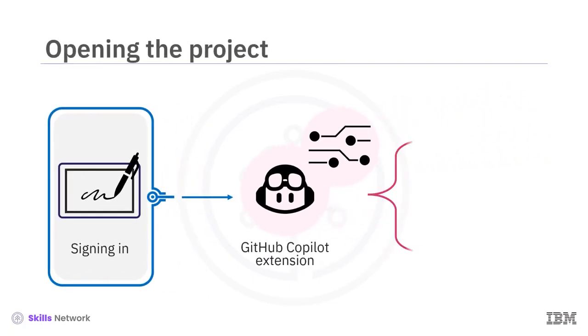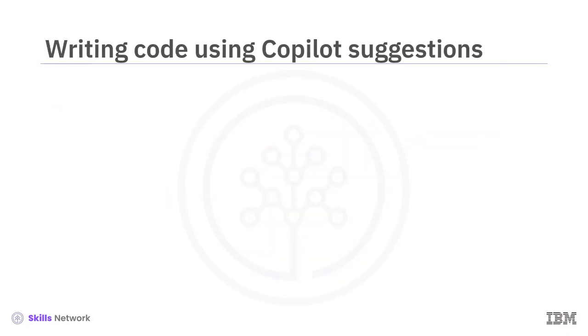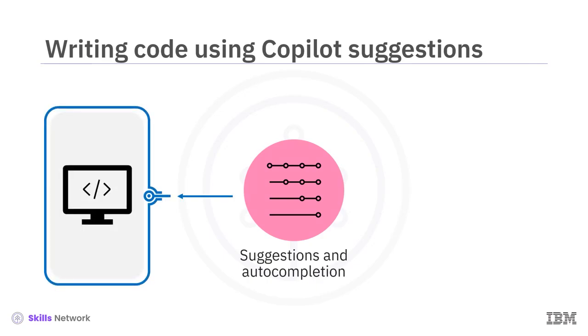You will then open an existing coding project or create a new one. GitHub Copilot will work within the context of the programming language and framework you are using. You will begin writing code as you normally would. GitHub Copilot will start to provide suggestions and autocompletion based on the context of your code.